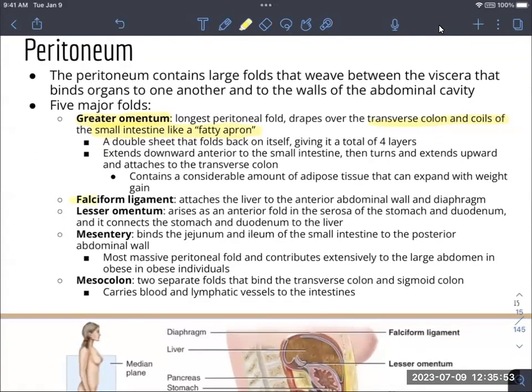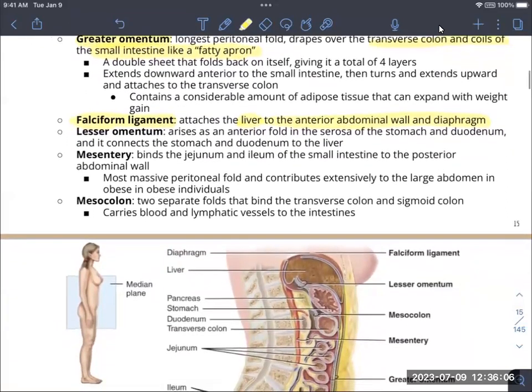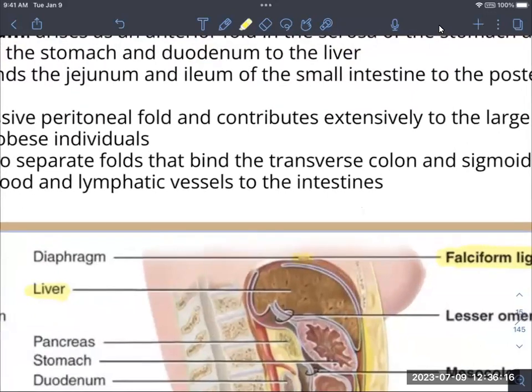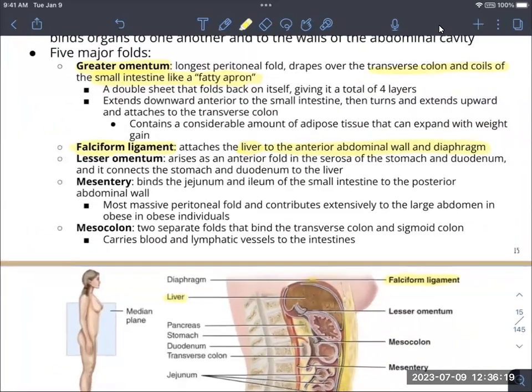The falciform ligament. This is what helps hold the liver to the anterior abdominal wall and the diaphragm. So we have the liver, and you can see this falciform ligament up towards the top, this little white area that I just colored yellow. We have the lesser omentum. You can see it's labeled here. This lesser omentum is part of the serosa of the stomach and the duodenum, and it helps hold that stomach and that duodenum to the liver.